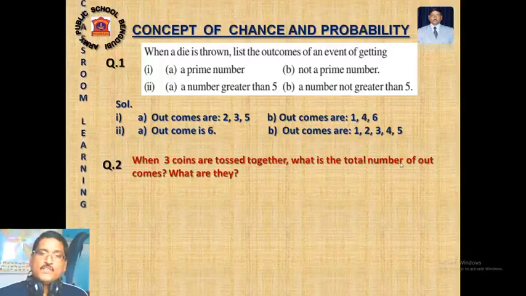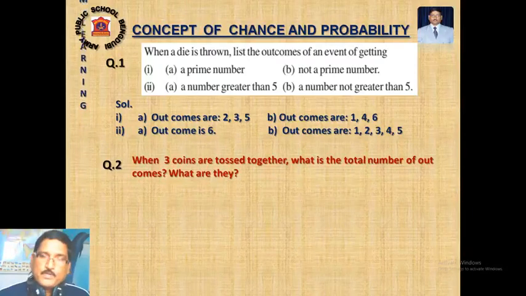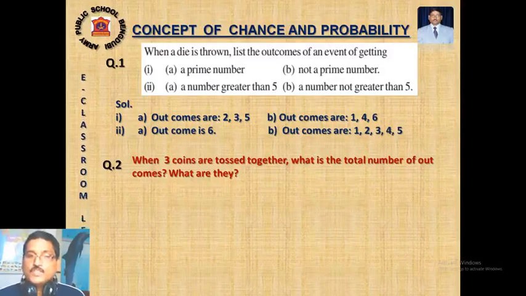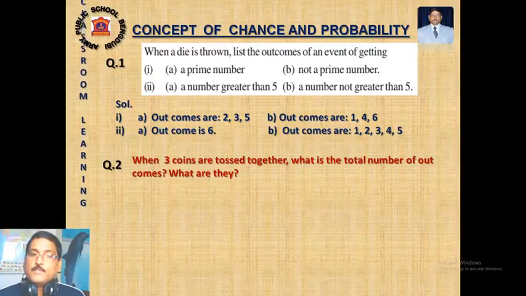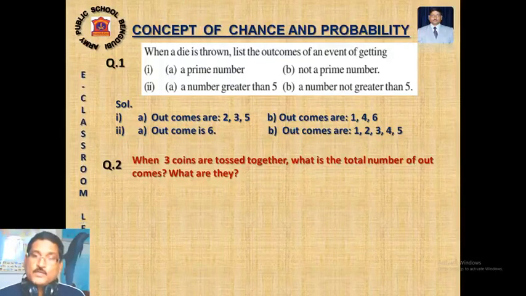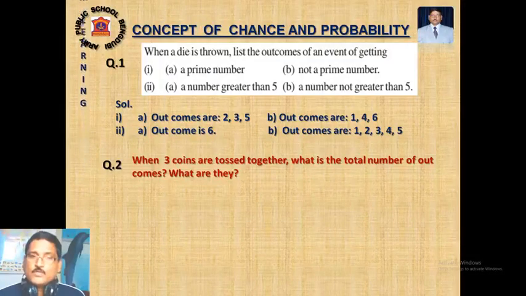Now when 3 coins are tossed together, this is a very important part. For 3 coins, one coin's total outcomes are how many? 2. For 3 coins, it is 2 into 2 into 2. You have to multiply successively, not add. If I multiply 2 coins, it is 4. If I add 2 coins, it is also 4. But the actual condition is that we have to multiply to get the total outcome. So 3 coins multiplied together, the total outcome is 8.